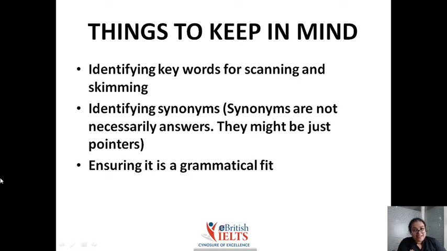And the final thing, the first 2 things are relatively easy to come across once you've identified the first 2 pointers that are there on your screen, right? And the third thing you will keep in mind is that the word that you've chosen or the group of words that you've chosen, they have to be grammatically accurate based on the sentence of the question.